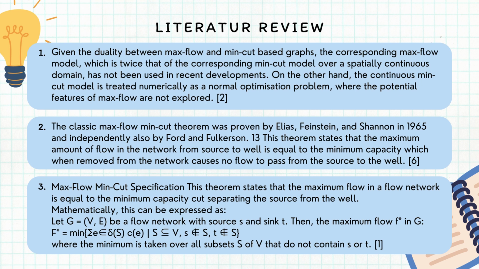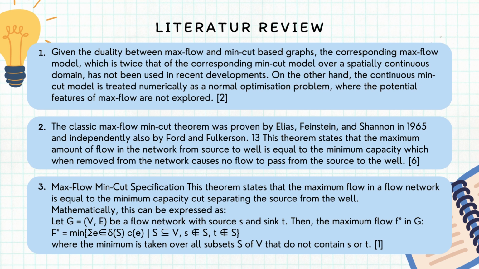The second is the classic max flow min cut theorem, which was proven by Elias, Feinstein, and Shannon in 1965 and independently also by Ford and Fulkerson. This theorem states the maximum amount of flow in the network from source to sink is equal to the minimum capacity which, when removed from the network, causes no flow to pass from the source to the sink.